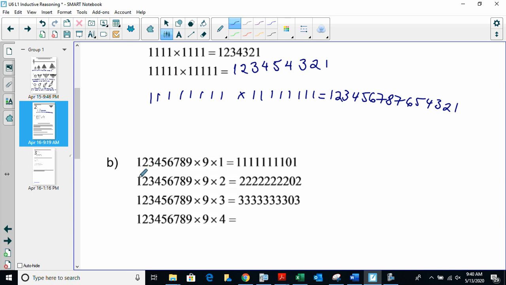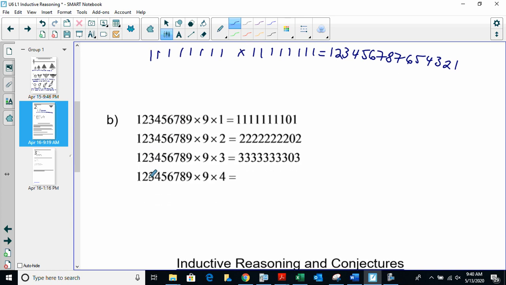So now on the next example, what we have is 1, 2, 3, 4, 5, 6, 7, 8, 9 is multiplied by 9 and by 1. And then the result is 1, 2, 3, 4, 5, 6, 7, 8 ones, followed by a 0 and then a 1.